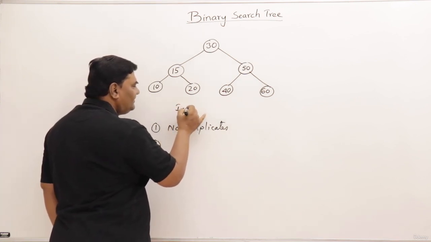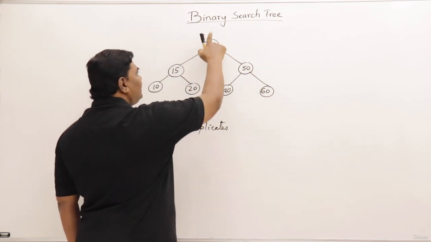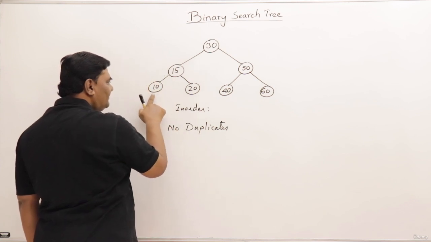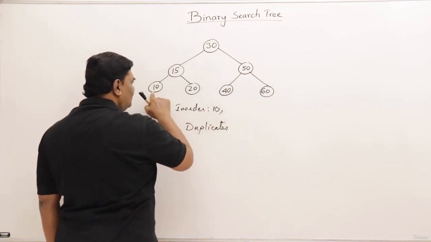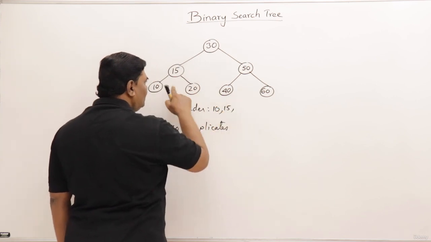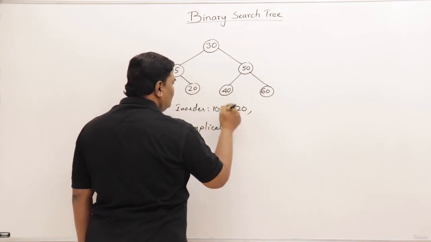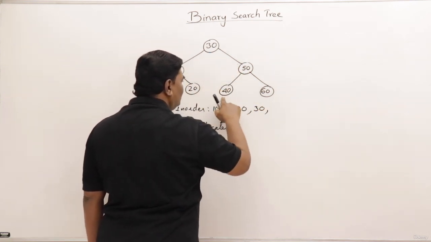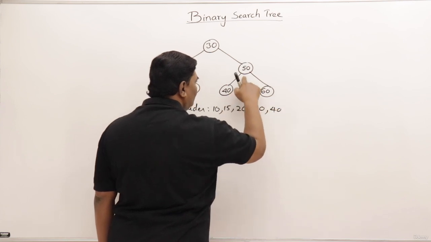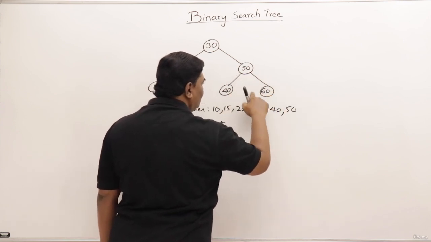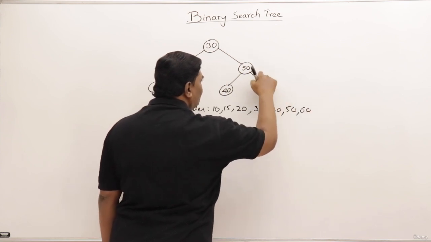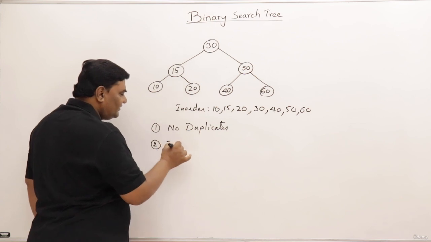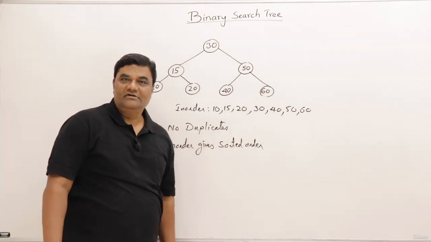I will perform in-order traversal of this one. Start from the root. Move around the boundary. Yes, we have reached the bottom. 10, 15, 20, 30, 40, 50, 60, over. So we got the elements in sorted order. In-order gives sorted order.